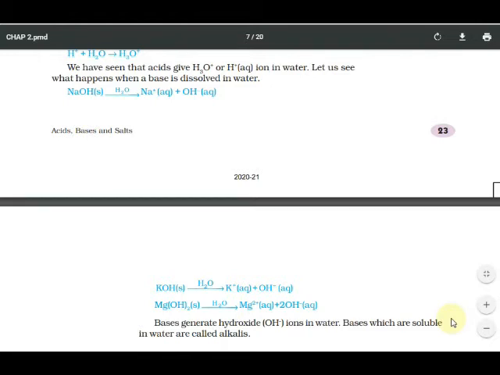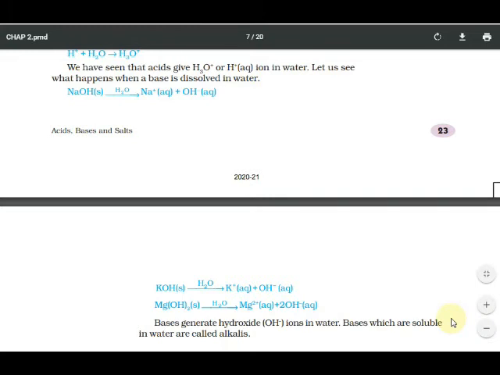On adding water, what does it give? K plus and OH minus. Mg(OH)2 gives Mg 2 plus and 2OH minus. This means bases generate hydroxide ions in water. Acids generate hydrogen ions in water. Understood? Bases generate hydroxide ions in water.